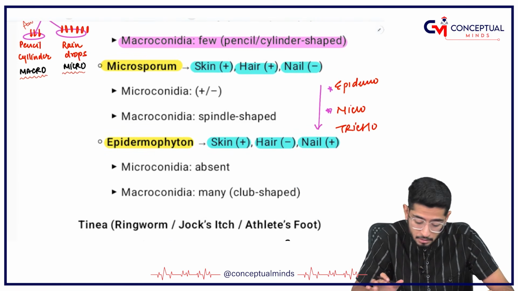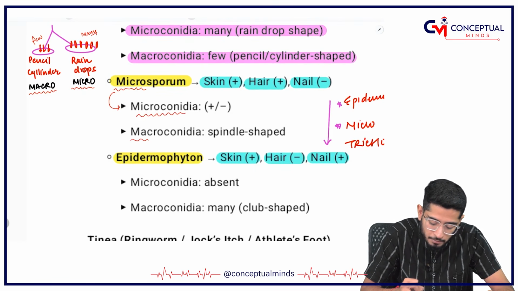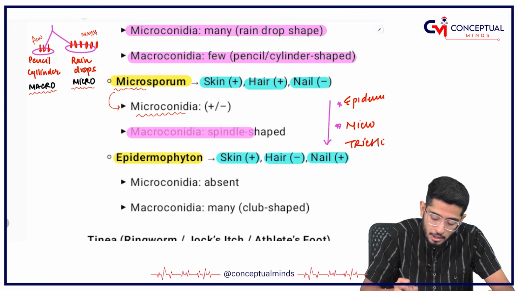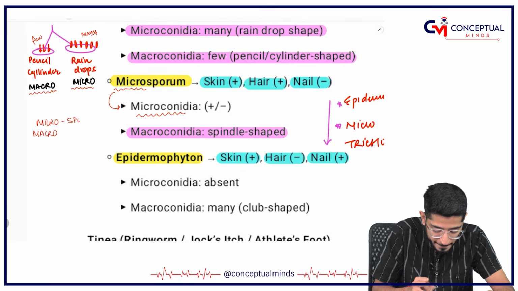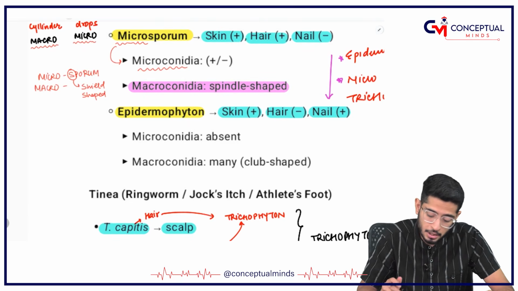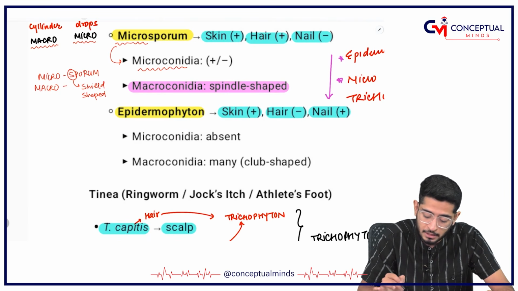Coming on to Microsporum. Now the micro word is already there in this, so sometimes they don't have microconidia, they have got macroconidia. And remember like this, okay, I'll write, Microsporum has got macroconidia, which is S, means S, that is shield shaped macroconidia. Coming on to Epidermophyton, please remember, there is no microconidia in Epidermophyton.